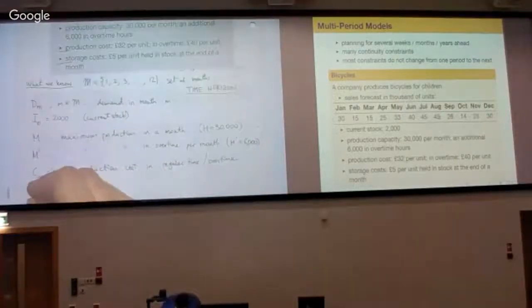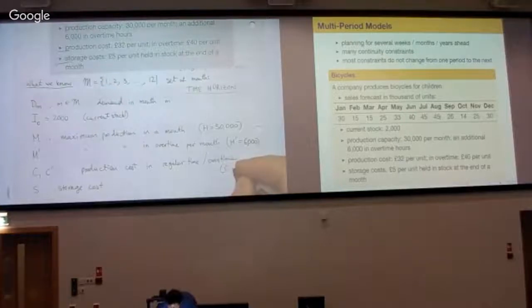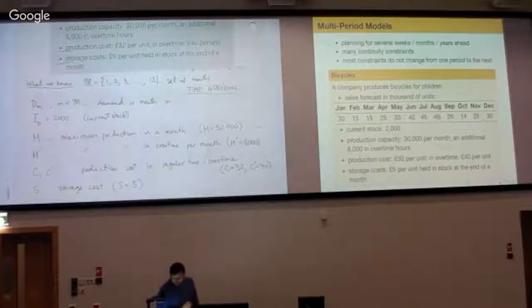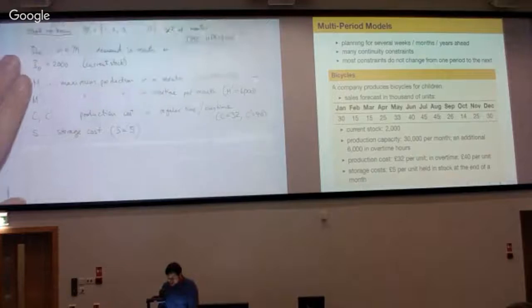Last thing is the storage cost. Okay, so I can fill in a little stuff here. C is 32 and C dash is 40. S is 5 pounds. Okay, now we know what we know. Now the problem is what we want to know. That's the decision area.